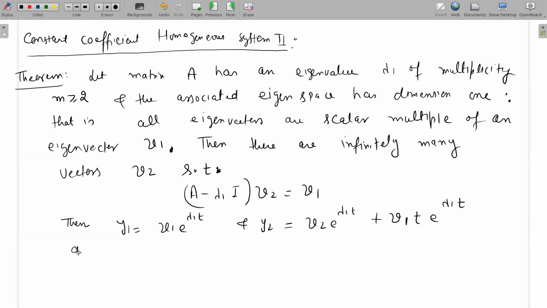So then y1 and y2 are linearly independent solutions of the system y dash equal to A y. Can you verify that this is a solution? Call it proof or verification. Differentiate it and put it in the equation: differentiate y1 and y2 and check in y dash equal to A y. For y1 we have already checked.